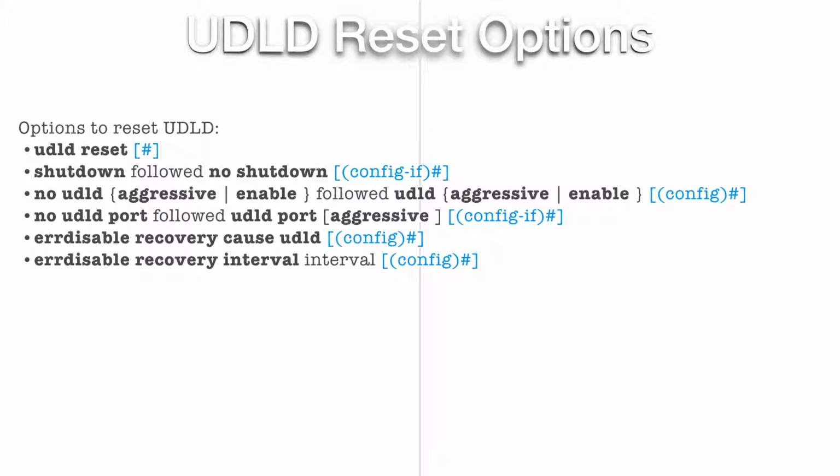The no udld port interface configuration command followed by the udld port aggressive interface configuration command re-enables the disabled fiber optic port. The errdisable recovery cause udld global configuration command enables the timer to automatically recover from the UDLD error disabled state, and the errdisable recovery interval global configuration command specifies the time to recover from the UDLD error disabled state.